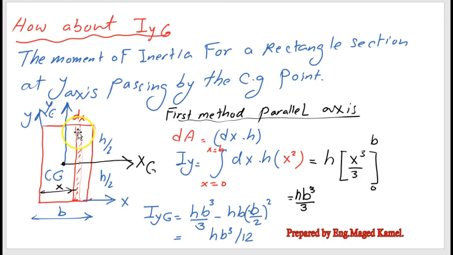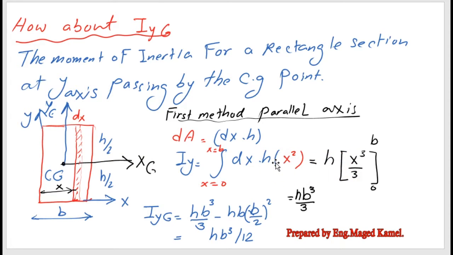For the area of the strip, the width is dx and the height equal to h. The moment of inertia about the y, which is the external vertical axis, equal to the integration from x equal to 0, the strip as if it starts from x equal to 0, and it will end at x equal to b. But this time we are going to multiply the area, or the dA, by the x squared. And since the dA equal to dx by h, then inside the integration sign we are going to write dx multiplied by h, all multiplied by the x squared.